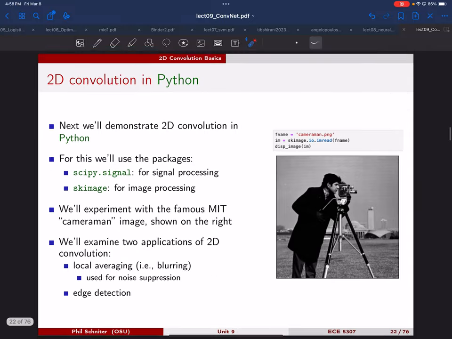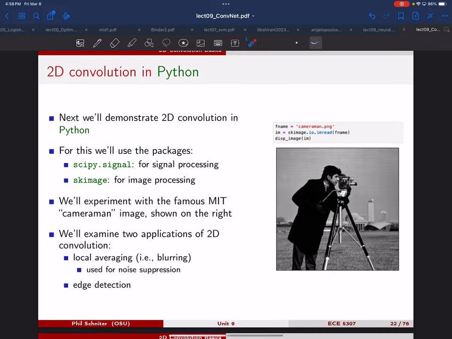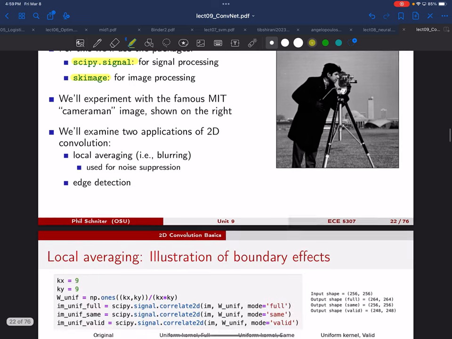Okay, so let's take a look at what happens with a real image. We're going to use this cameraman image, which is pretty famous in signal processing and image processing. We'll use a couple new libraries. One library is SciPy Signal, which is the signal processing library within Python. And then there's SKImage, like SKLearn, but SKImage is for image processing. We'll look at a couple different applications of convolution.